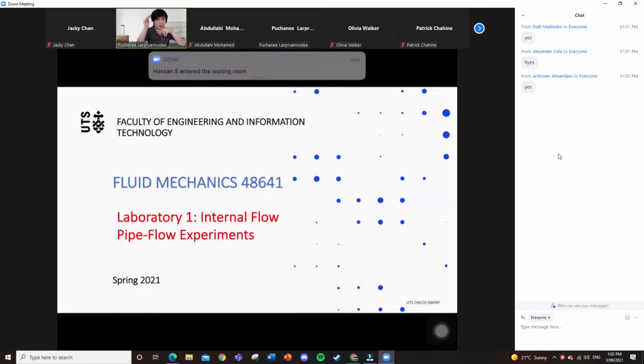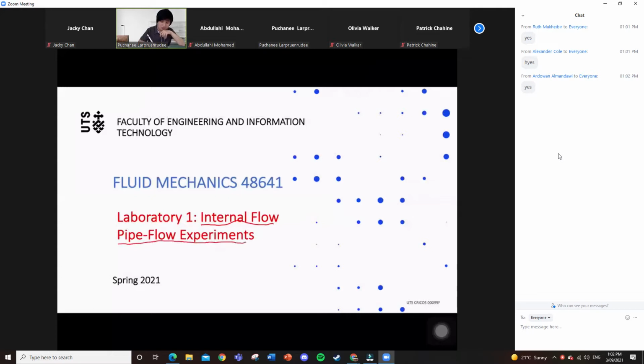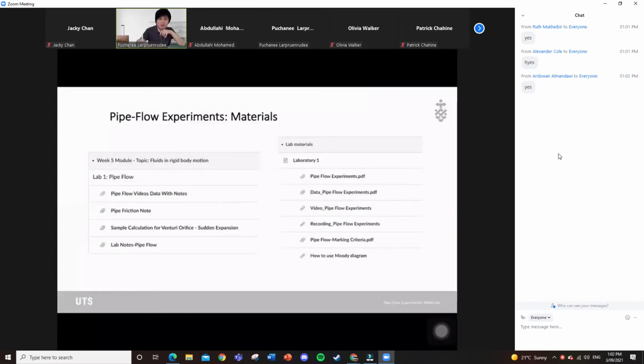So for laboratory one of fluid mechanics, it's related to internal flow and it's about the pipe flow experiment. For the material of lab report one, you can see it in the lab material section. For laboratory one, you will see the pipe flow experiment and the data of the pipe flow that you need for your calculation for the lab report. You can also see the video and the recording of the pipe flow experiment, and the pipe flow marking criteria.